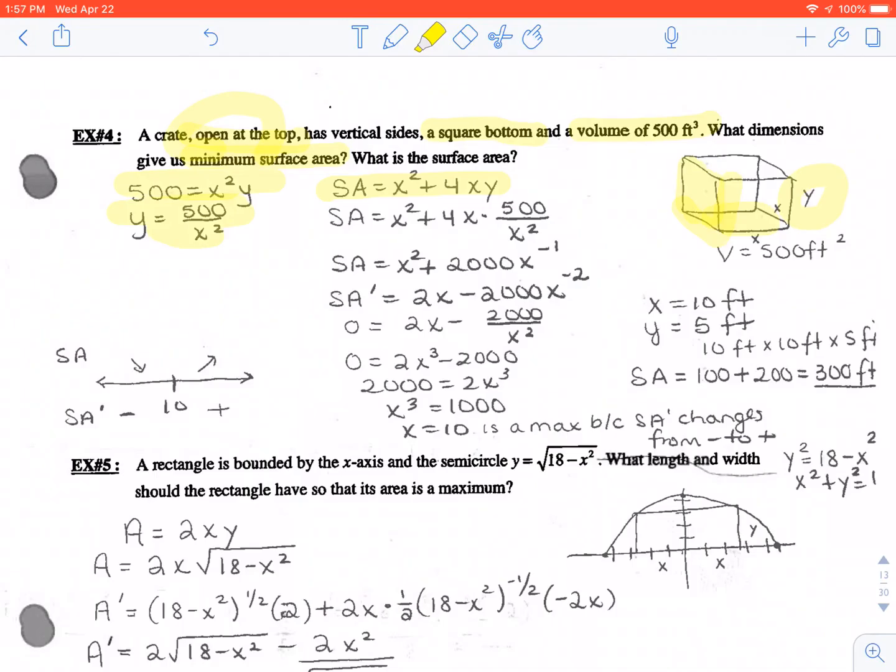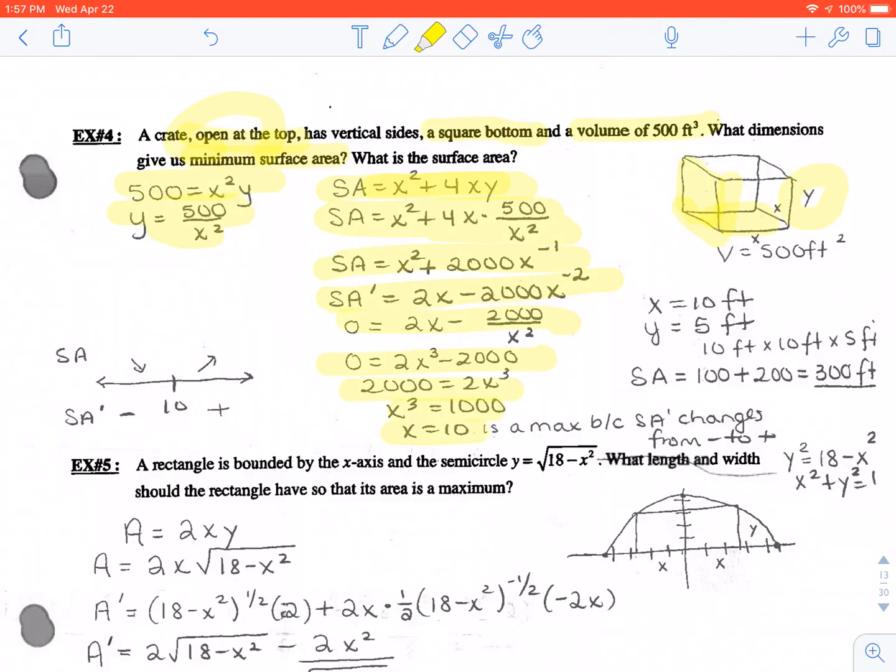It was very easy for me to figure out that y was going to be the easier one to solve for. And when I plug it back in, it would have been much more difficult to substitute in for x because there's an x squared and an x. So instead, I'm going to let y equal 500 over x squared, simplify it to get my surface area formula, take the derivative to find my critical numbers, which is where the derivative is 0 or undefined.